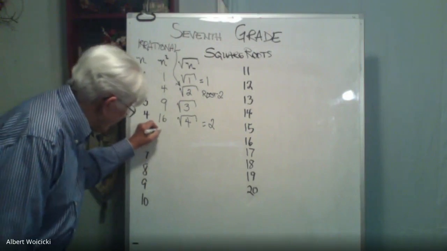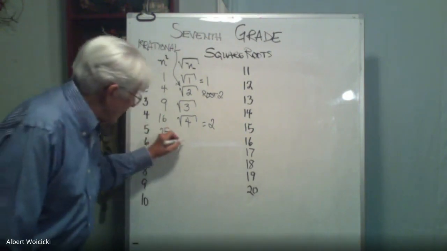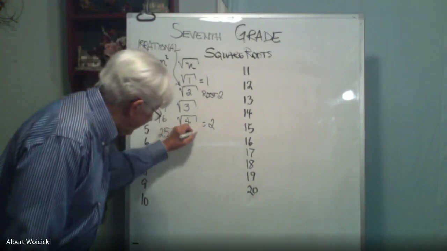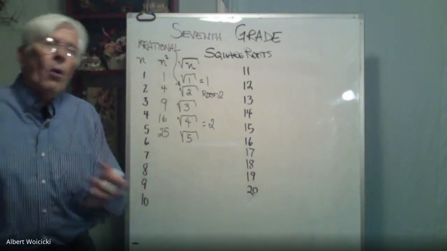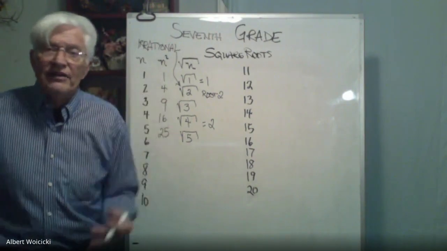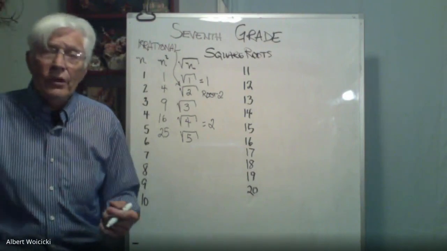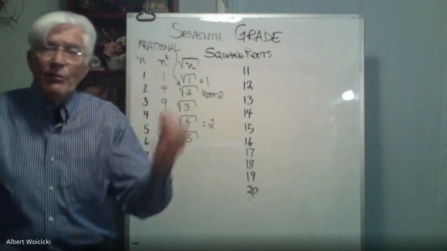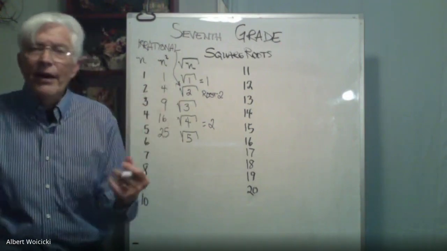5 is 25 when I square it. But what is the square root of 5? I don't know. Oh, I approximated it as 2.236, but who cares? I memorized that. So what? Doesn't matter. Doesn't matter.